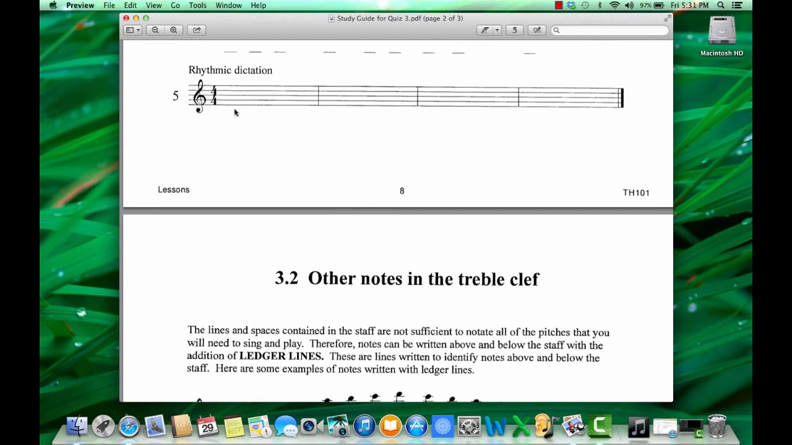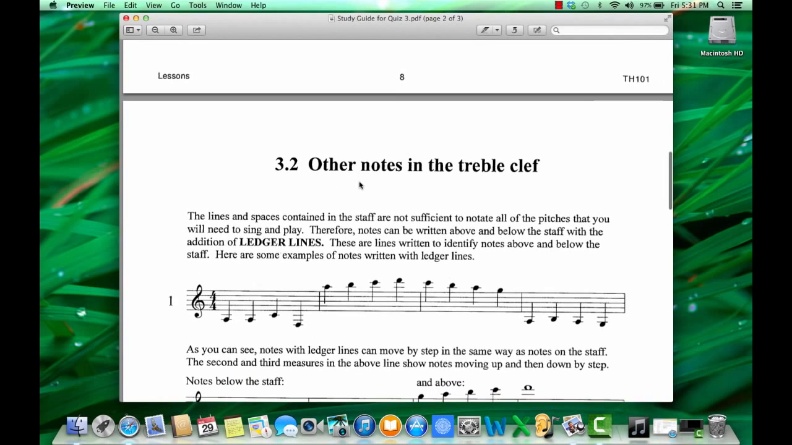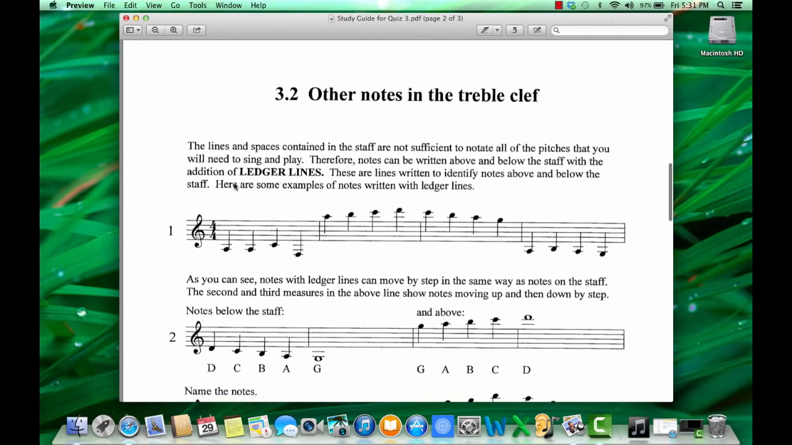Rhythmic dictation, which we'll do in class. Other notes in the treble clef. Notes can be written above and below the staff with the addition of ledger lines. These are lines written to identify notes above and below the staff. Here are some examples. This is a ledger line, and the line going through this note head is a ledger line. This is a ledger line that goes through this note. This is a ledger line which the note rests on top of.